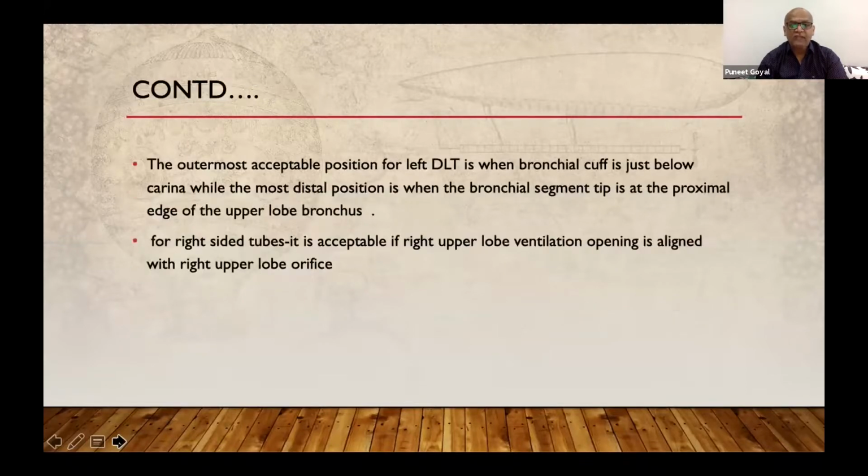The outermost acceptable position of the left-sided DLT is the bronchial cuff. It should be just below the level of the carina. And for a right-sided DLT tube, it is acceptable when upper lobe ventilation is possible through the right upper lobe orifice.